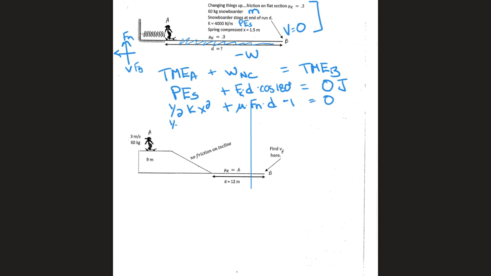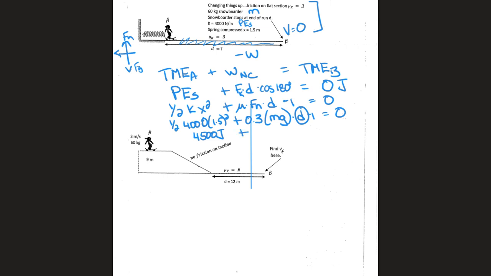Okay, we know our K value is 4,000. We know our distance is 1.5 meters squared. We're going to do that on our calculator in just a minute. The mu value is given as 0.3. The normal force is equal to mg in this case, but positive, and the distance is the unknown. So it's a little messy, but I bet we can solve for distance in just a minute. So let's see, what's 1/2 of 4,000, right? That's 2,000 times 1.5 squared, 2,000 times 1.5 times 1.5, and that's 4,500 joules.